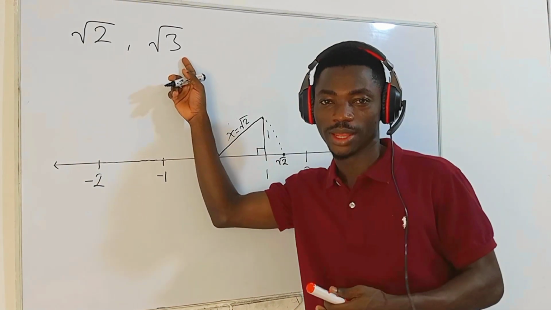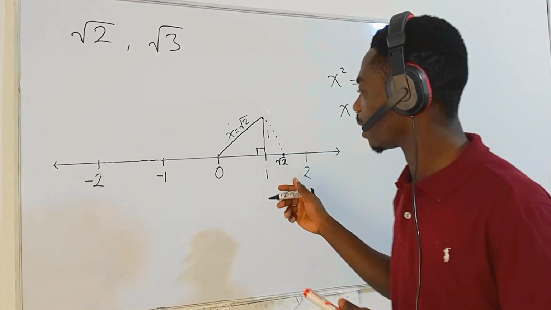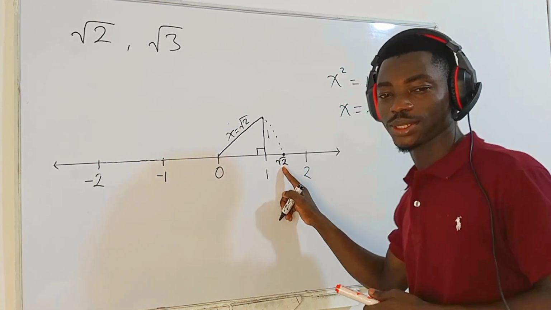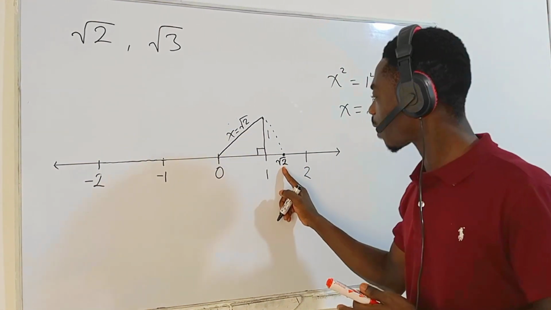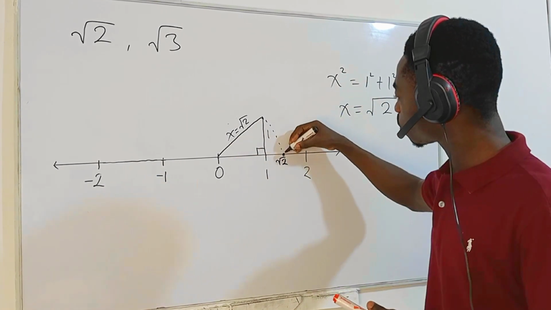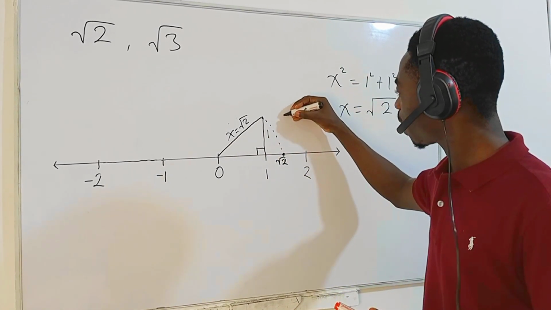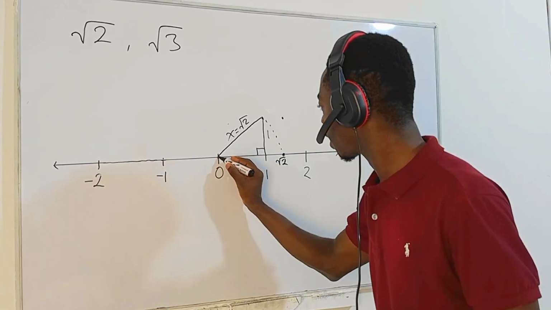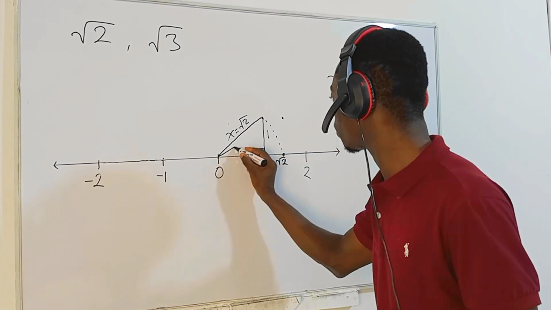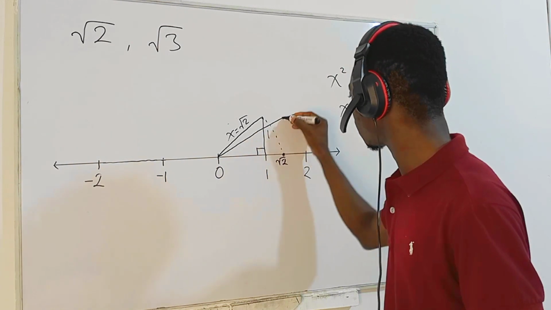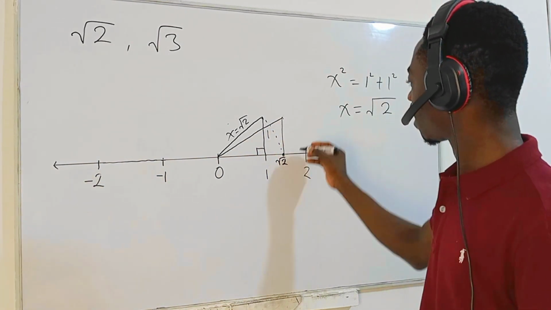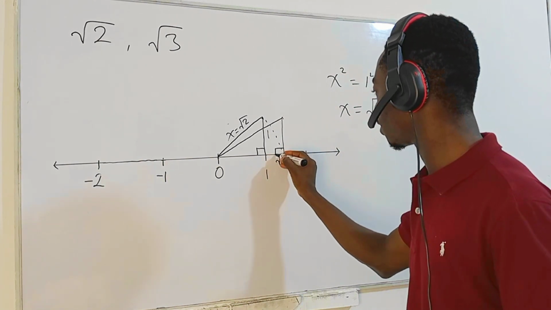Now let's consider square root of 3. We want to locate that on the number line. To do this, obviously we know that from here to here is square root of 2. So we just have to measure 1 unit up, which will be somewhere here. Then we draw a straight line from the origin to meet this point, then the same way we draw it down like this. So again, we have a right angle triangle here.